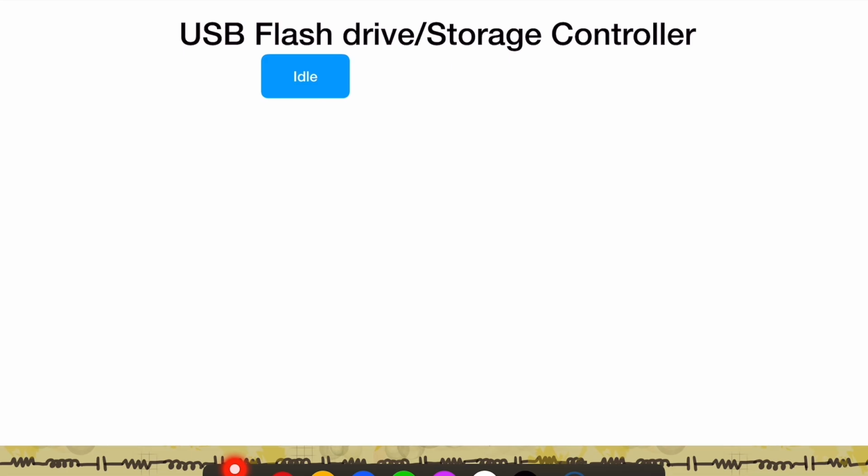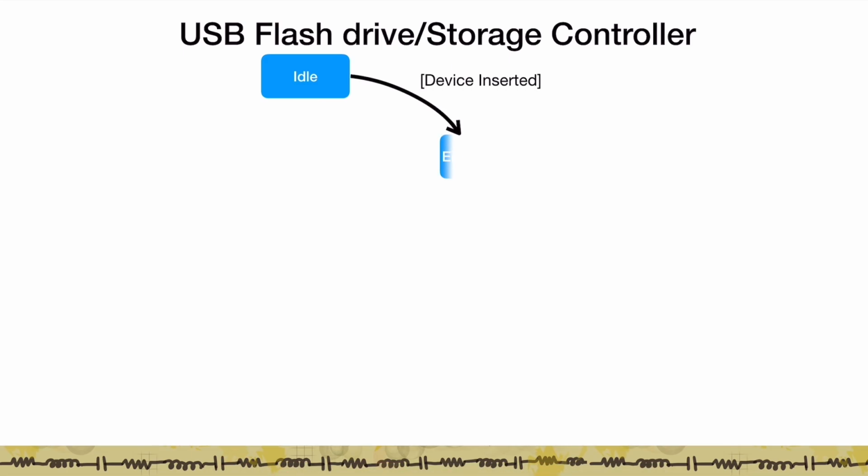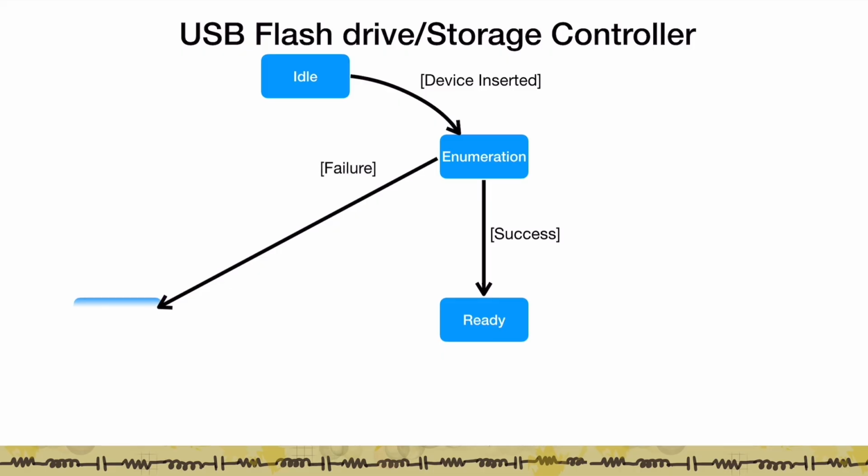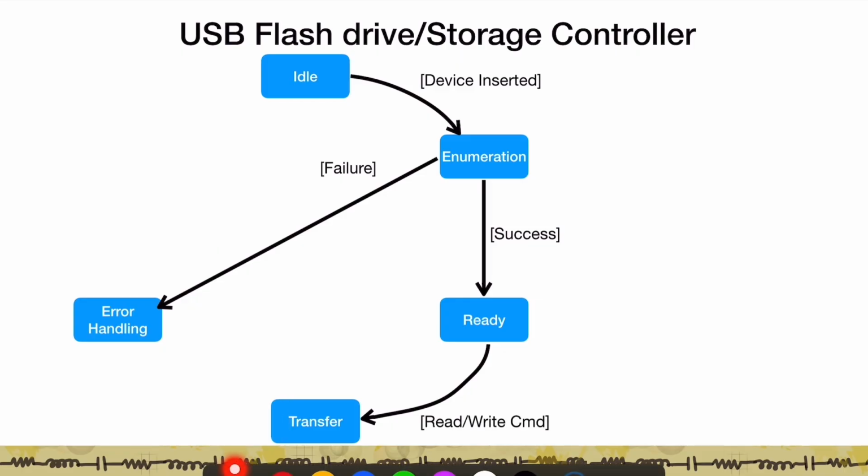If you look at a USB flash drive or a storage controller, you typically have an idle state, which once a device is inserted, depending on its input, goes into enumeration. Once the enumeration has succeeded, it goes into a ready state. If the enumeration fails, it goes into an error handling state, which you need to confirm. In the ready state, again, depending on whether as a user you give a read or write, you go into the transfer mode where data transfer occurs. Once it's complete, it goes back into ready for more data transfer if needed.